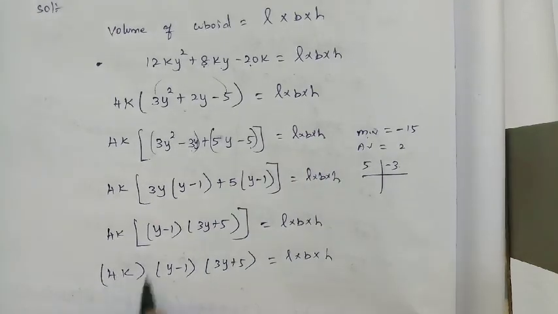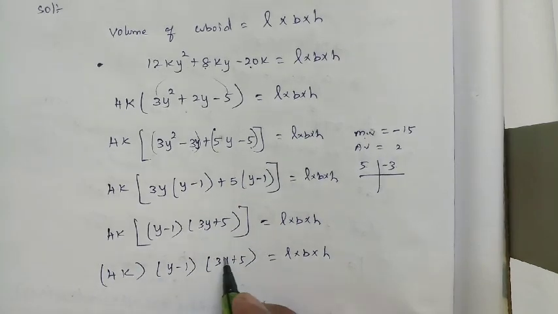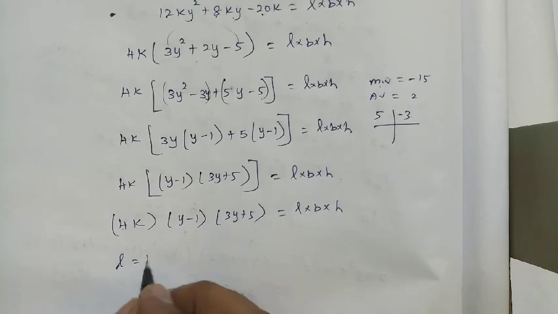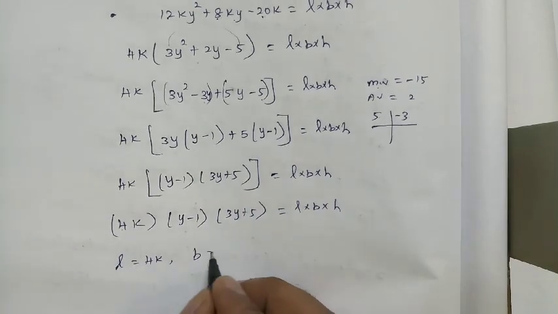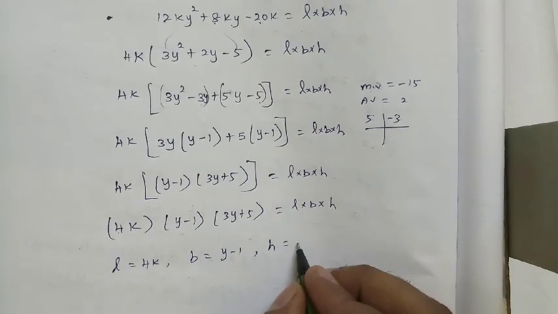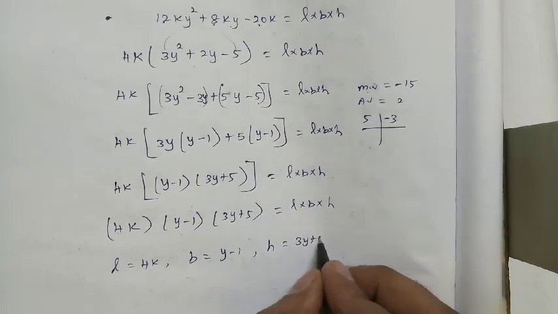Now see that this is one factor, this is one factor, this is one factor. So length, breadth and height. Therefore L is equal to 4k. Breadth is equal to y − 1. And height of the cuboid is nothing but 3y + 5.